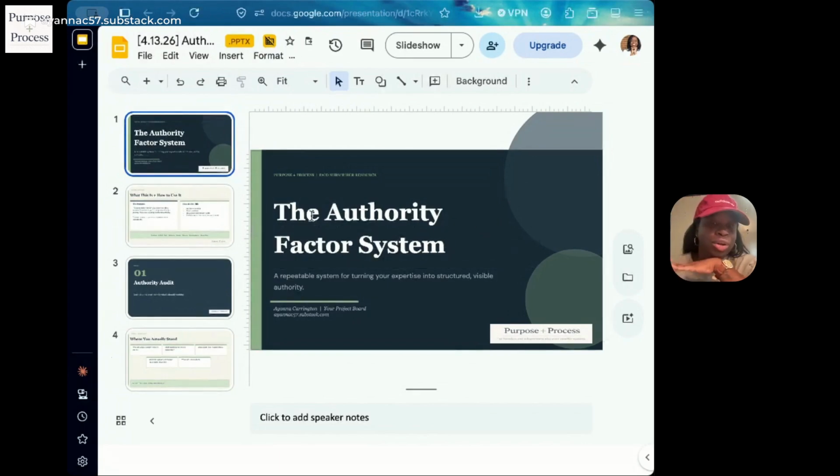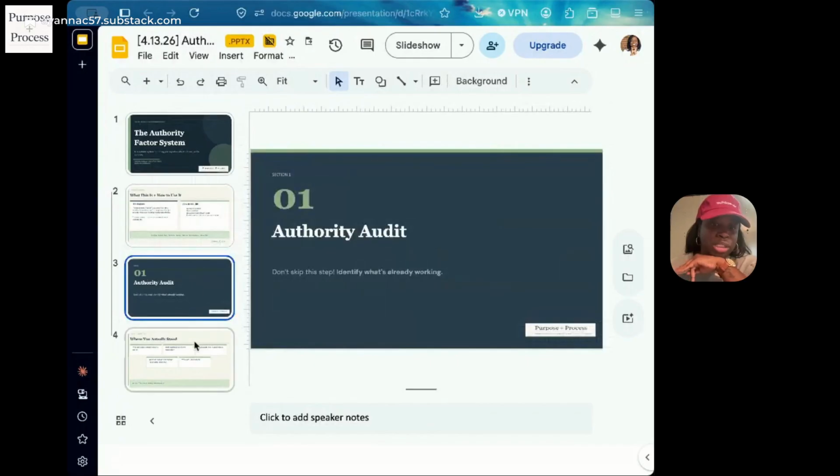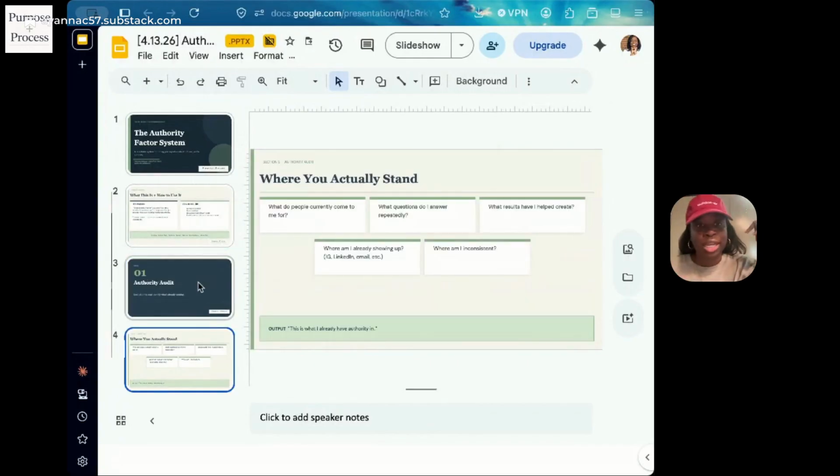So, we have our Authority Factor System. Something we always want to start with, and I'm going to hop right into it, is the audit: where you actually stand in your industry and your space, and being honest about that. What do people come to you for? What questions do I find myself answering repeatedly? What results have I helped to create? Where am I showing up already? And where have I been inconsistent? That's super important because you're taking an audit of all you've done, all you've gotten attention for, and where you're just not showing up. For me, where am I inconsistent?